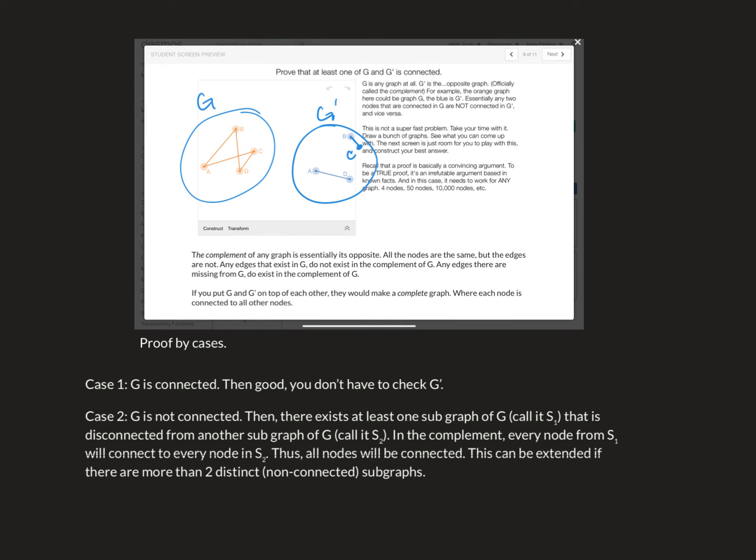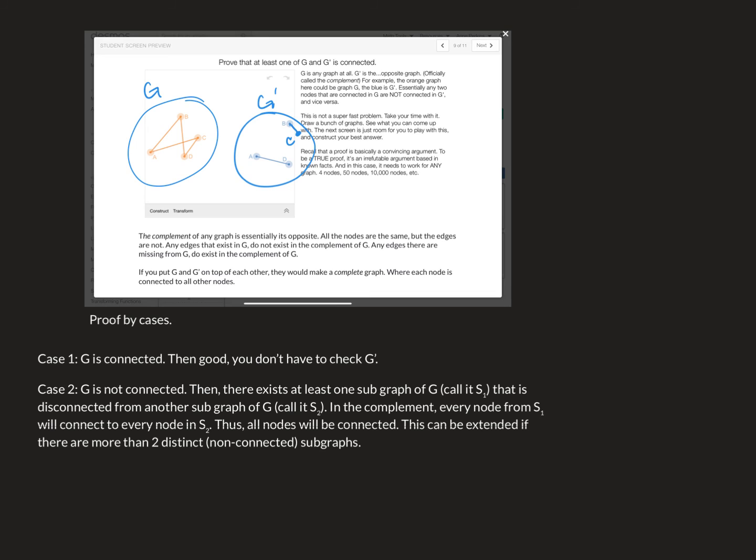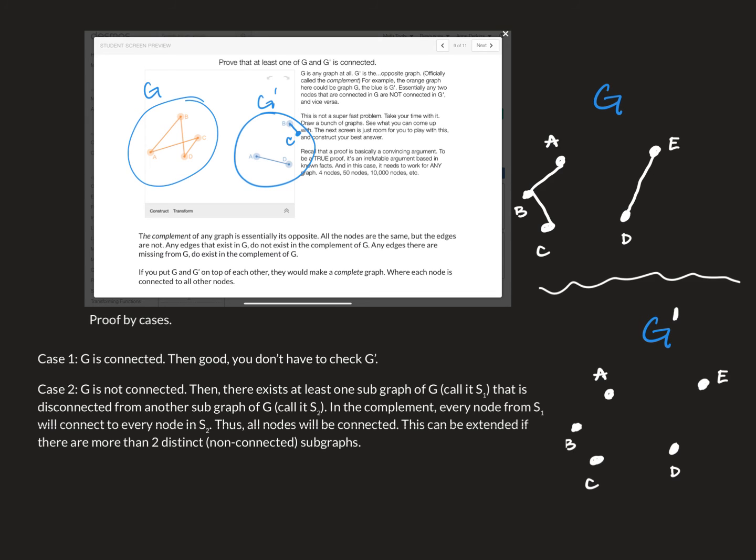Okay, so here is the proof. First of all, you could either say G is connected, and then you're good. You don't even have to check the complement, because you're saying either G or the complement of G is connected. In the second case, you're looking at a graph where G is not connected. To illustrate this, I'm going to draw a G over here that is not connected. Okay, so G is not connected. We have at least one subgraph here. I'm going to call this my S1.